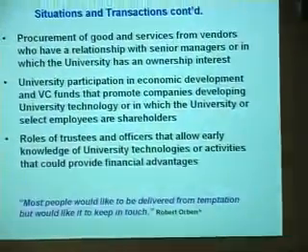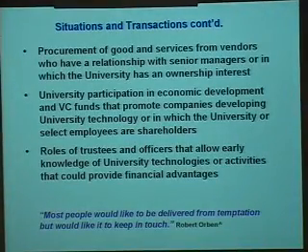And then there's some really obvious ones like the procurement of goods and services. So the university wants to make the best deals it can based on the goods and services that it actually needs and are appropriate for whatever purpose it needs them for, as opposed to simply buying them from the company that's run by the brother-in-law, the vice president for finance.